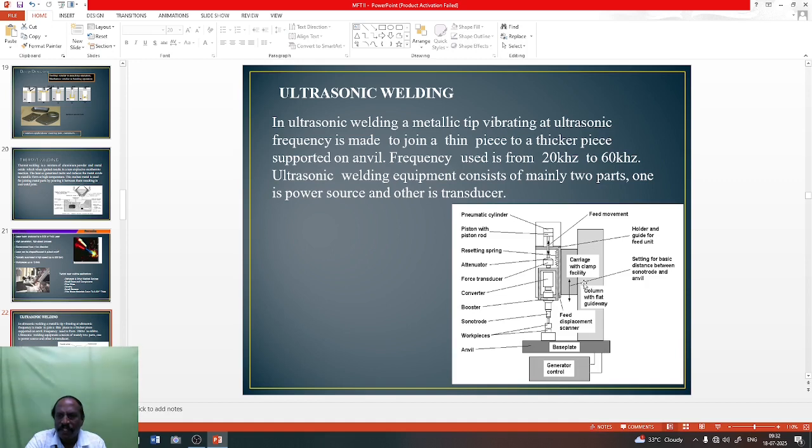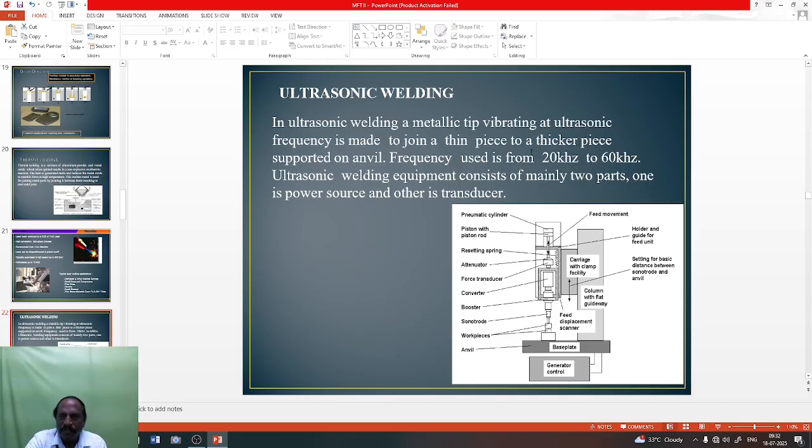The carriage with clamp facilities and the column with flat guideway, the feed displacement scanner base, the holder and guide for feed units, and the setting for the basic distance between sonotrode and anvils.